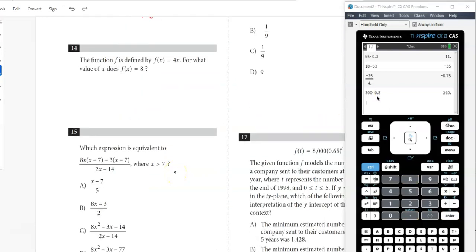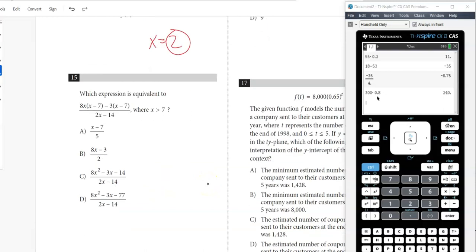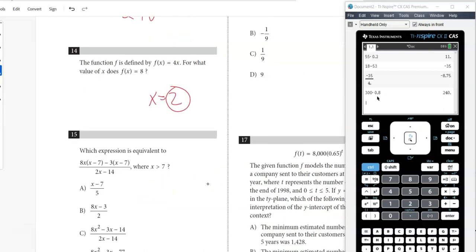The function is defined as f of x equals 4x. So for what value of x does f of x equal 8? So I would think x equals 2. So 2 would be your answer there. Did you all follow that? It's just what value would make that 8? 4 times 2 is 8.